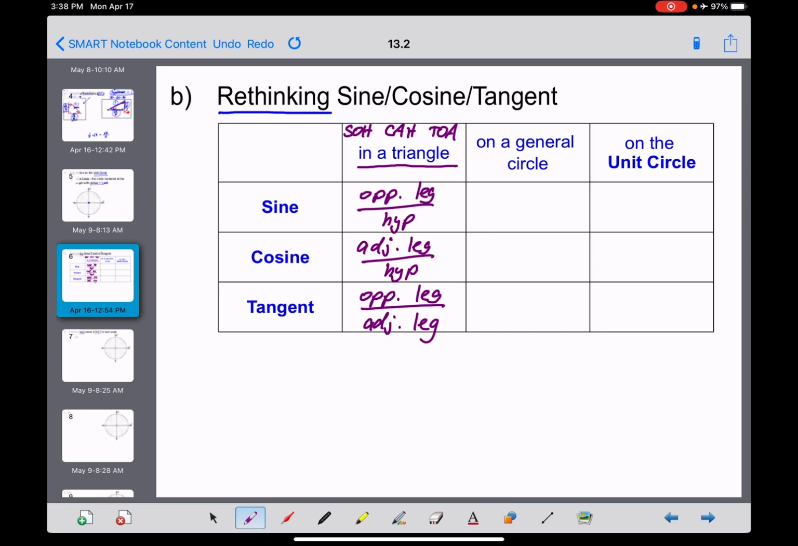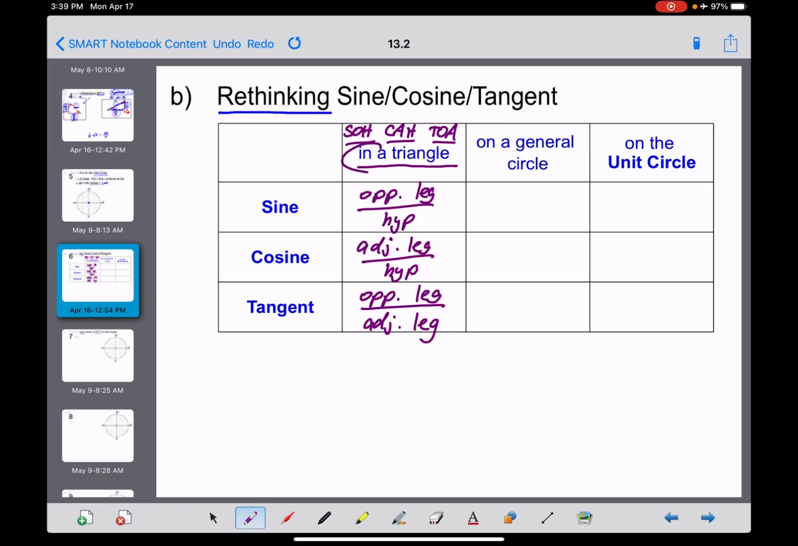They still work. And in a lot of cases, thinking about sine and cosine and tangent this way, in terms of SOHCAHTOA, will work for you just fine. But I will warn you, there are certain angles on a circle or on the unit circle that don't actually form a triangle. So there is no opposite leg or adjacent leg or hypotenuse.